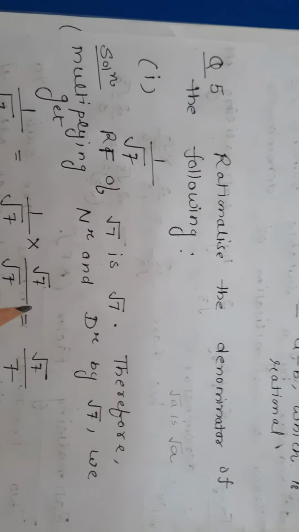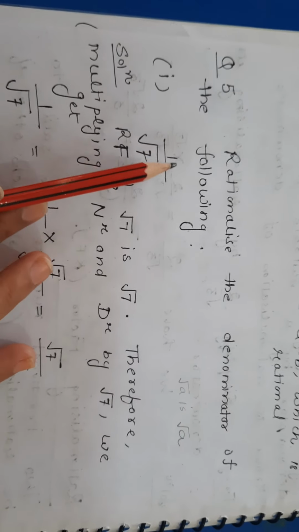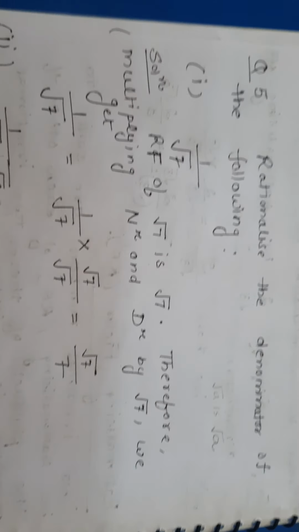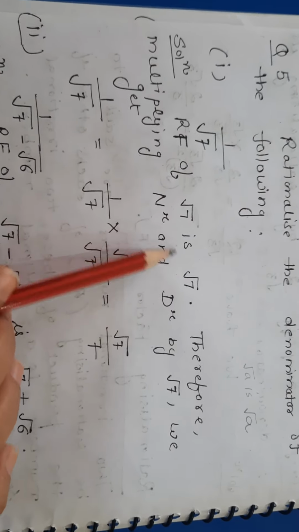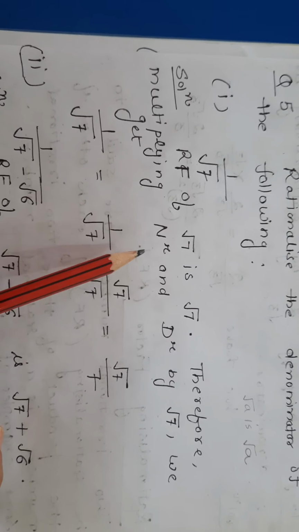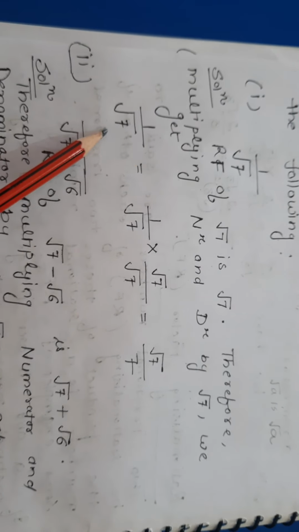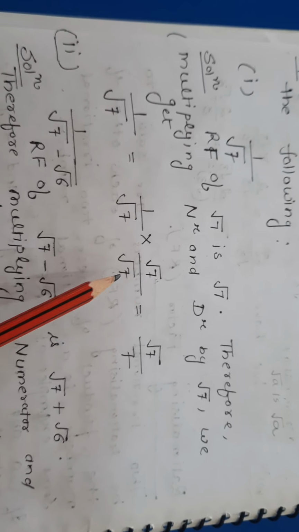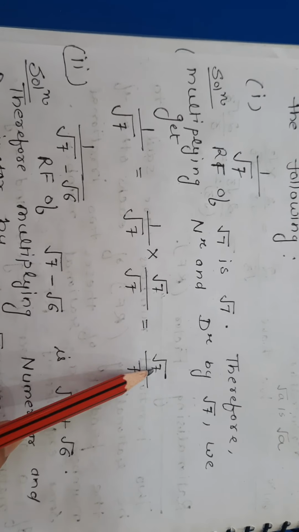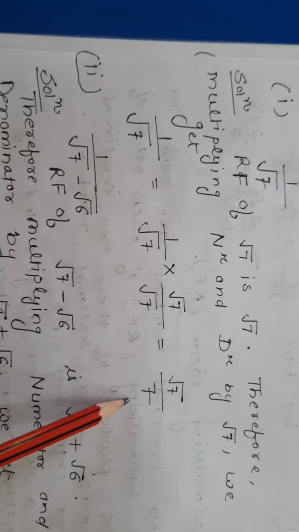Question number 5 from exercise 1.5. Rationalize the denominator of the following. The first part, 1 upon square root of 7. We know that the rationalizing factor of square root of a is itself, square root of a. So here the rationalizing factor of square root of 7 is square root of 7. Therefore, multiplying numerator and denominator by its rationalizing factor, square root of 7. Now 1 into square root of 7 is root 7. Root 7 into root 7 is root 7 whole square, which is further equal to 7.